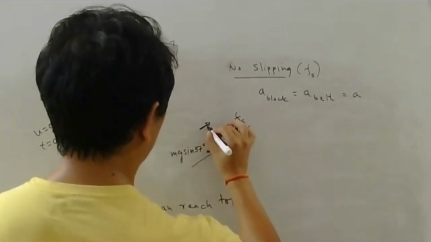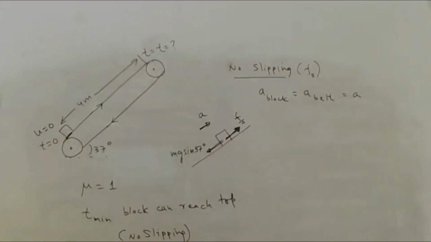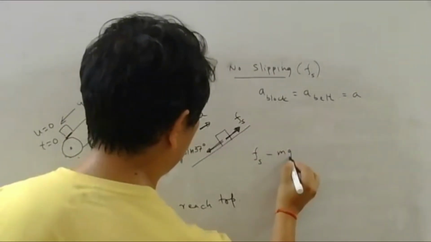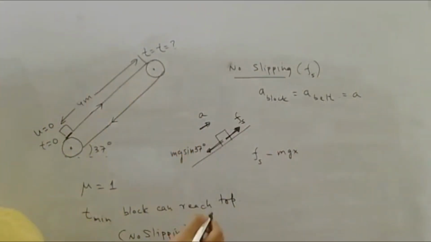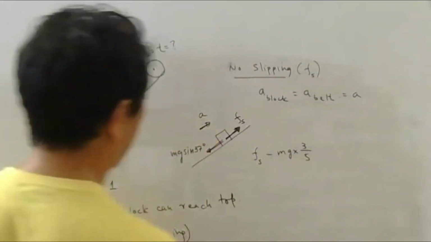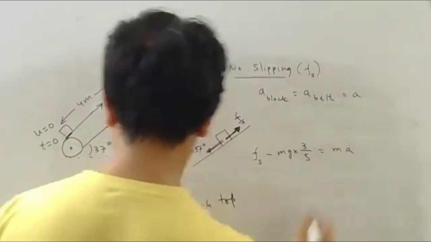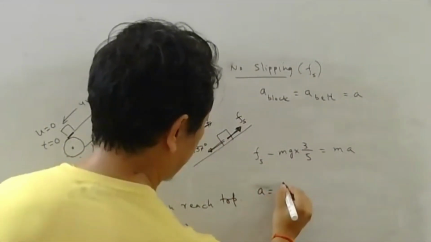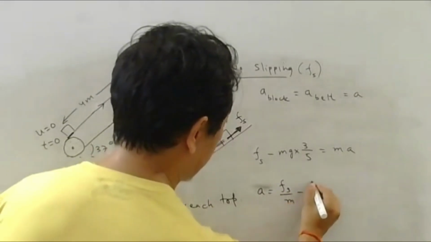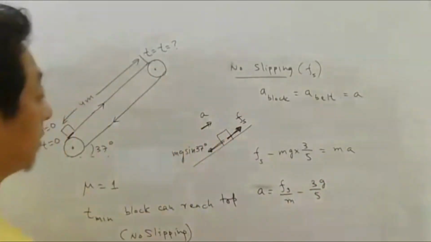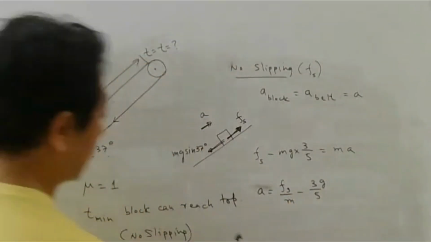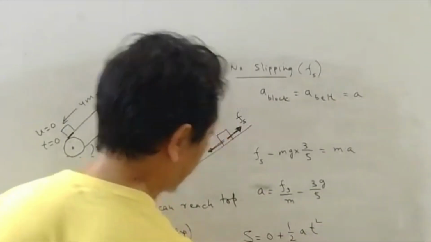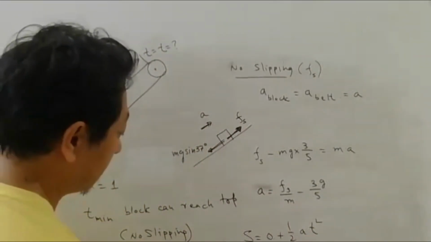And since you want this block to have same acceleration as the belt, Newton's law, if you write, you will get Fs minus mg sine 37, sine 37 opposite is 3 by 5, no, equals ma. So a equals Fs by m minus 3 by 5 g. Now this distance covered S can be written as ut, which is 0, plus half a t square. S is fixed in this problem. It's given, I mean.